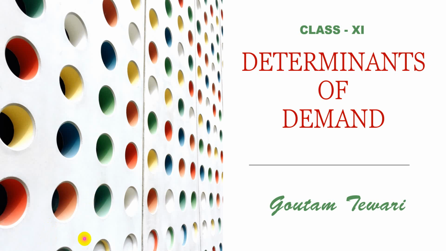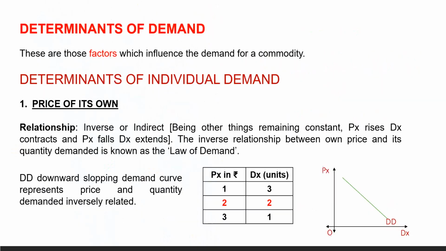Today in this video we are going to explain determinants of demand. We know the determinants of demand are those factors which influence the demand for a commodity. The determinants we categorize into two groups: determinants of individual demand and determinants of market demand.